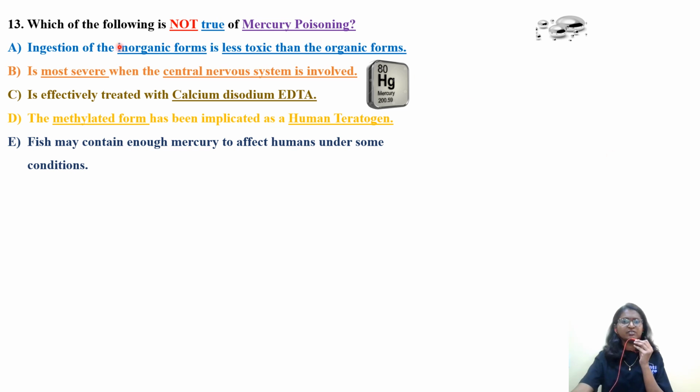So the question is, which of the following is not true for mercury poisoning? Okay. The right answer is option C, is effectively treated with calcium disodium EDTA. So this is not the right option. So other options, option A, B, D, E are applicable to mercury poisoning.